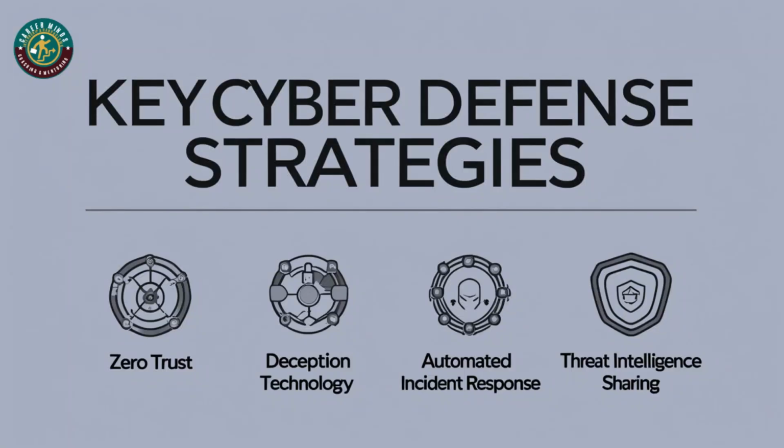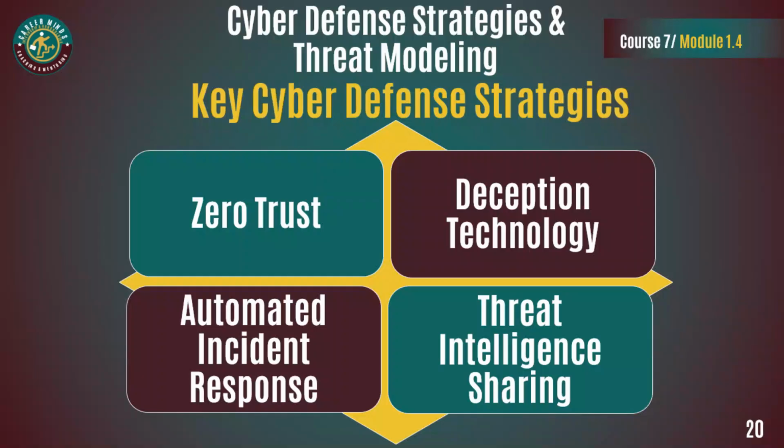Let's now explore some key defense strategies that you can implement based on threat intelligence. First up is zero trust. And this means trusting no one and verifying everything inside and outside your network. Even a known user still has to prove that they are safe. And next is deception technology. This is like setting up decoy systems to trick attackers and learn their behavior.